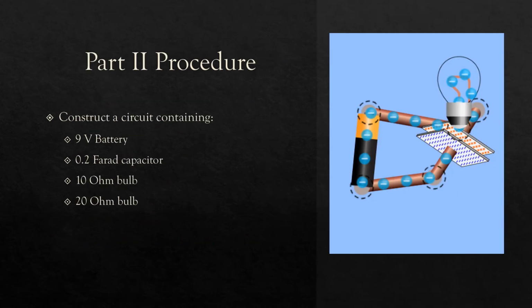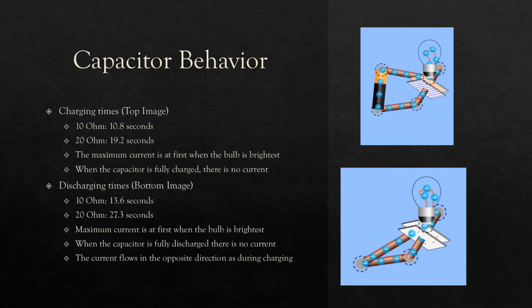Part 2 procedure. We had to construct a circuit containing a 9 volt battery, 0.2 farad capacitor, 10 ohm bulb, and a 20 ohm bulb. Capacitor behavior.